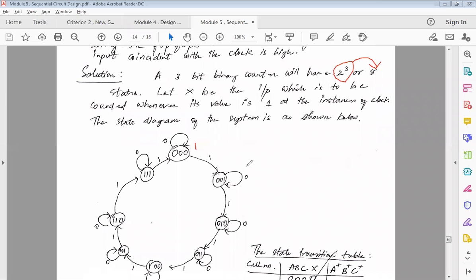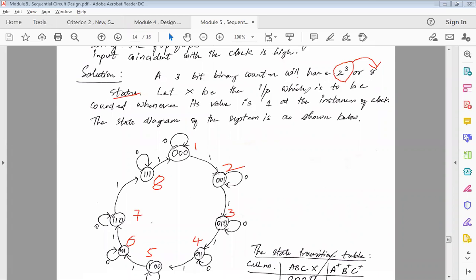How many combinations do I have here? 8 combinations, right? Okay. Fine. So since I have 8 combinations, it means I will have 8 states. So that is what I have written here, 8 states.